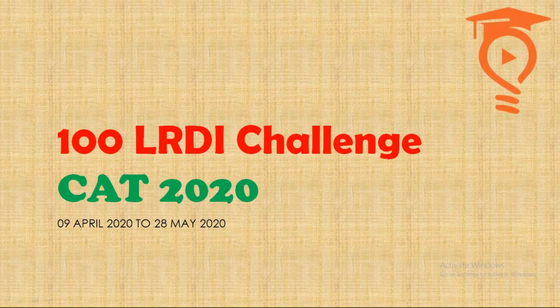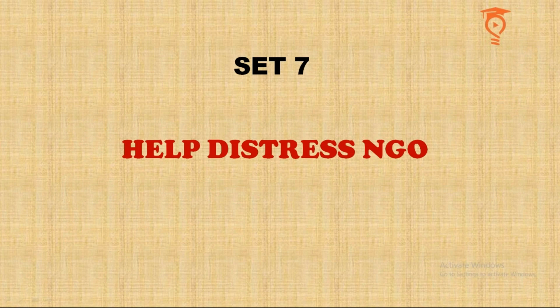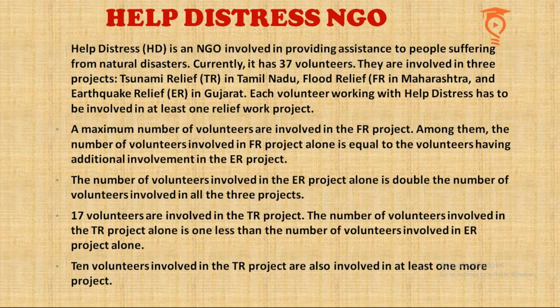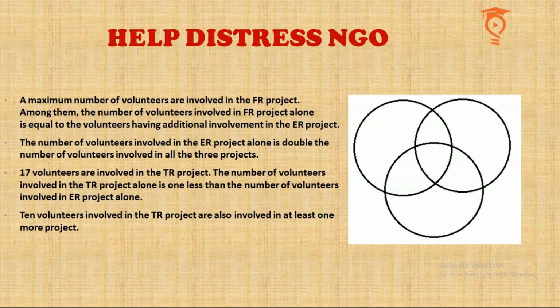I have named it the Help Distress NGO. This entire set was asked in CAT 2003. Entire information, you can pause the video and read it and give it a try. Well, so there are 3 sets by the name of FR, ER and TR. Okay, let us start reading from the bottom. It is going to help us the most.